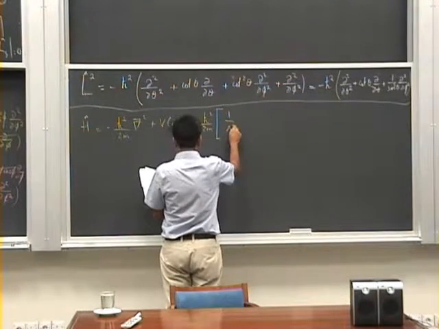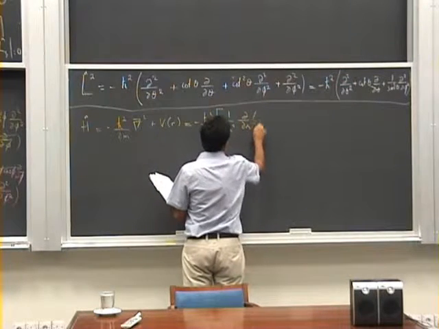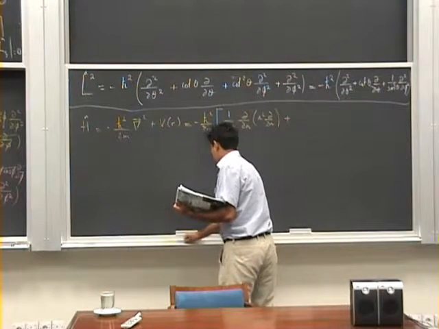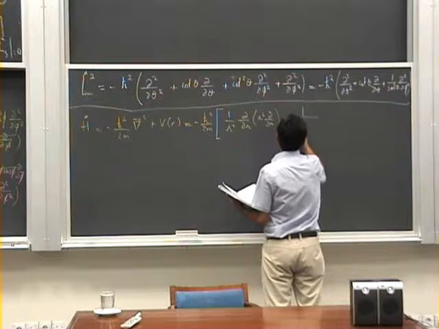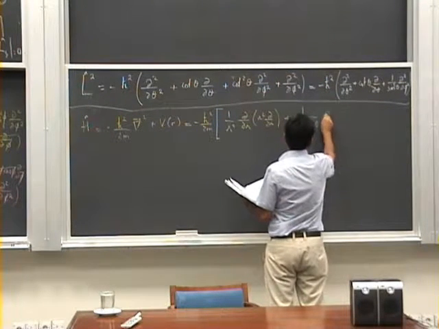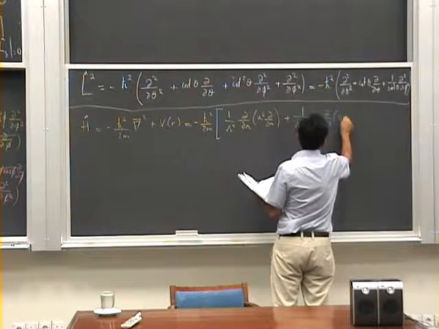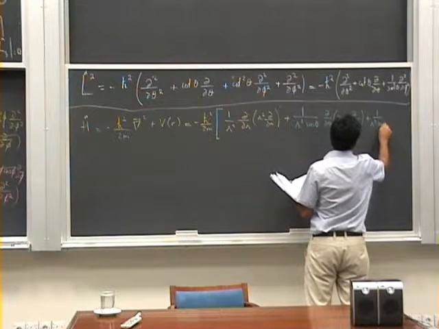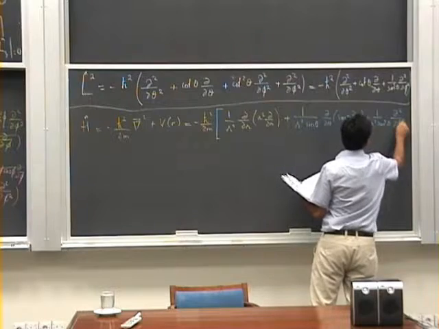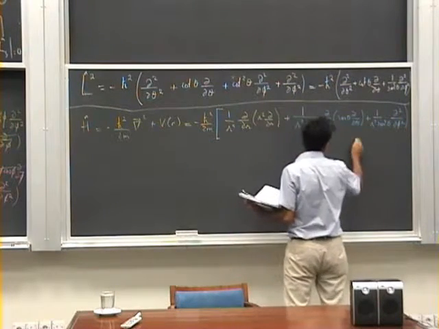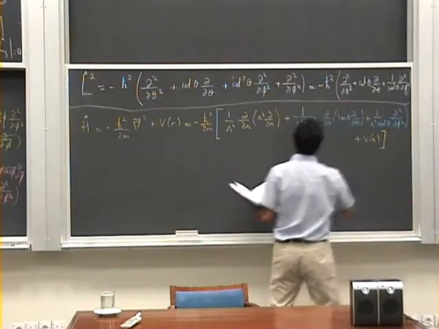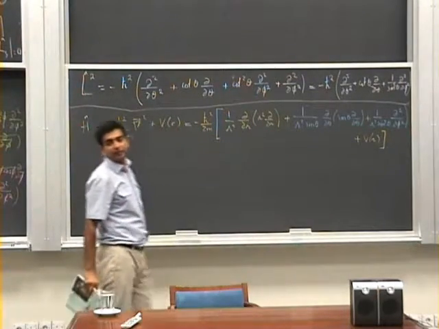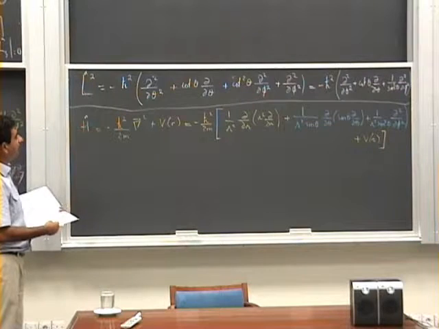1 over r square partial r, r square partial r, plus 1 over r square sine theta partial theta, sine theta partial theta, plus 1 over r square sine square theta partial phi square, plus of course a V of r. So this is my Hamiltonian. I have just put this Laplacian operator in terms of the spherical coordinates. Now I can make one identification.